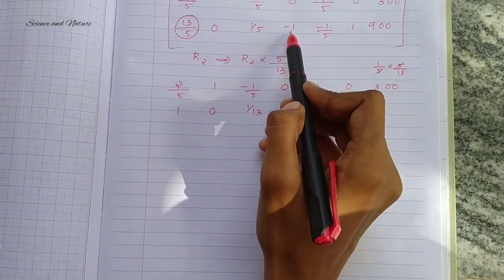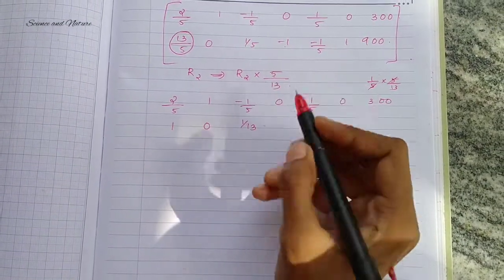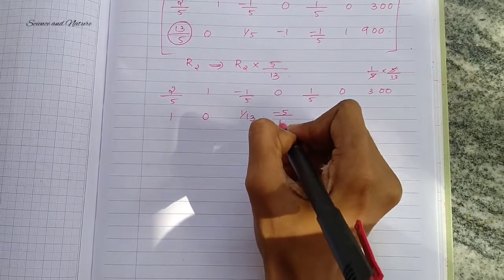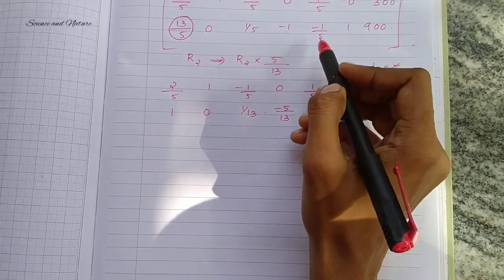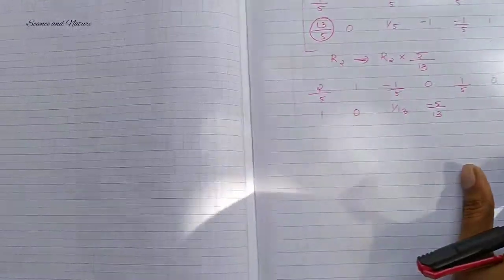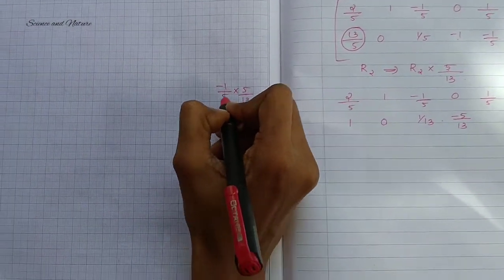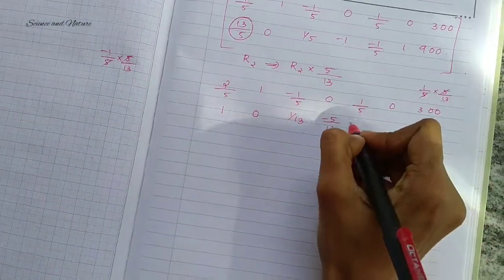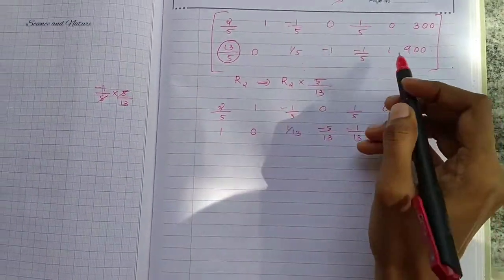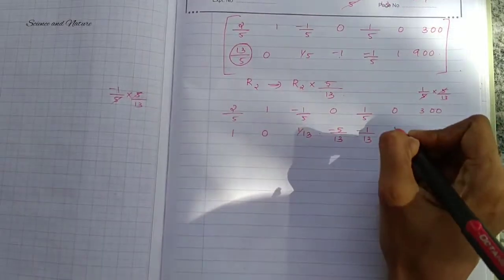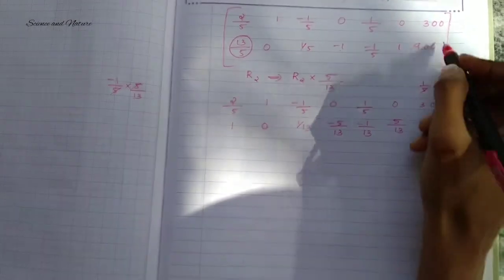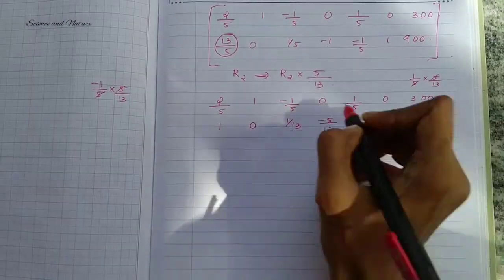Next is minus 1 into 5 by 13, that is minus 5 by 13. Next one is minus 1 by 5 into 5 by 13, which is equal to minus 1 by 13. Next one is 1 into 5 by 13, which is equal to 5 by 13. 900 into 5 by 13, that is 4500 by 13.